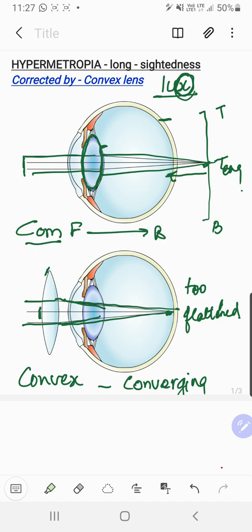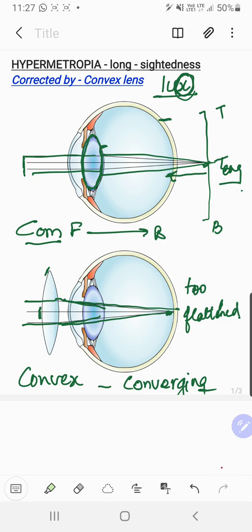Just remember these points again, that the eye is actually lengthened from top to bottom. When you say lengthen, it is always top to bottom, and whenever it is compressed, it is from front to back, right? And which lens is used here to correct? That's a convex lens, and a convex lens is a kind of converging lens. Okay, so just remember all these points, particularly the reasons.